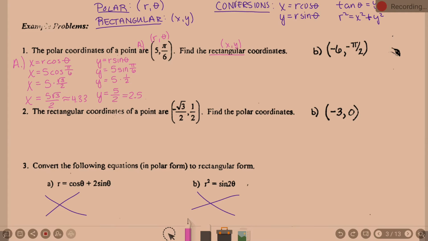I'm running out of room here, but since it said rectangular coordinates, the answer I would give would be 5 square root of 3 over 2, comma, 5/2.